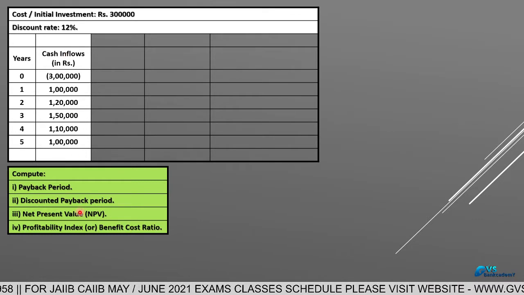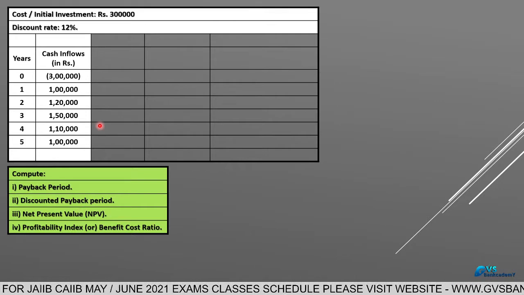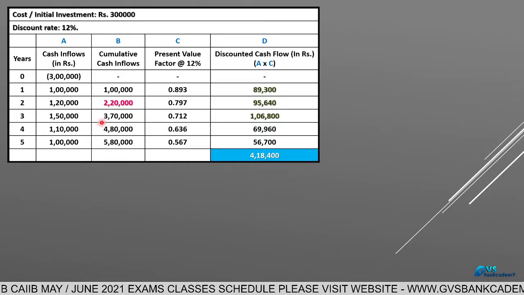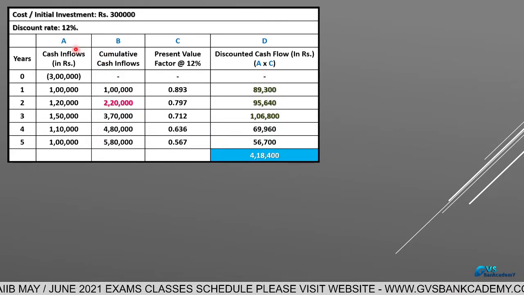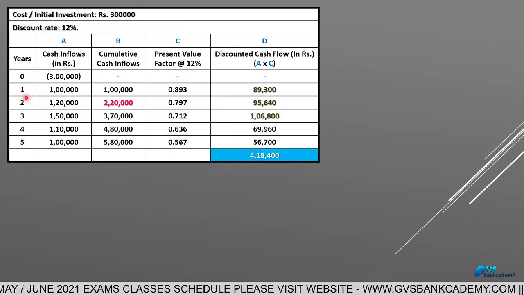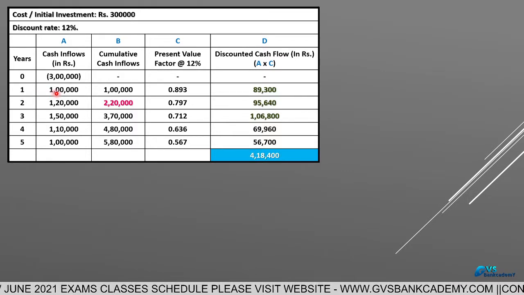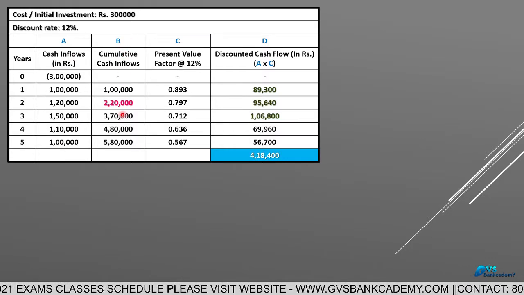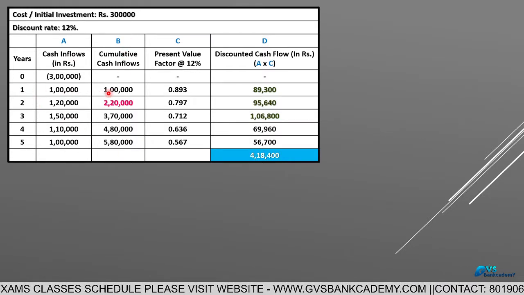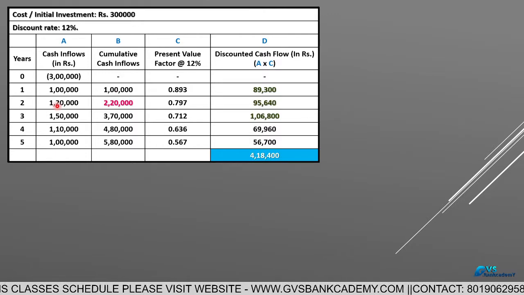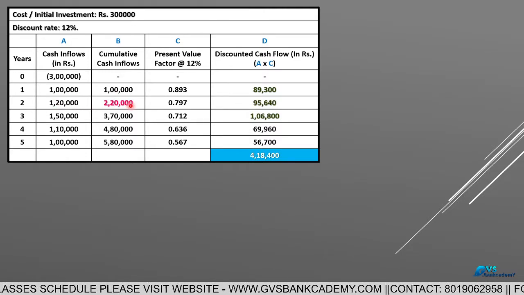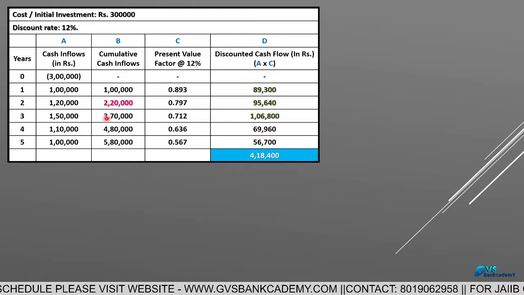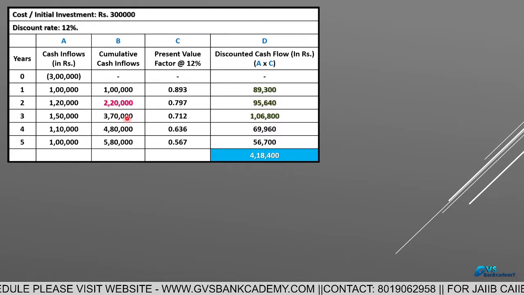This is the case. Now we are going to discuss the answers. A is the cash inflows and B is the cumulative cash inflows. First year, 1 lakh. Second year, 1 lakh 20,000, so the cumulative cash flow is 2 lakh 20,000. Third year cash inflow 1 lakh 50,000, cumulative cash flow is 3 lakh 70,000.